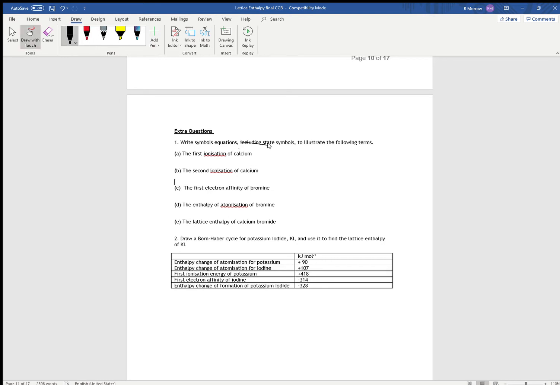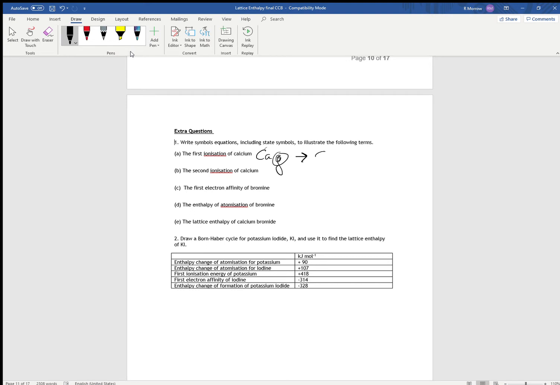These are always important whenever we're doing our Born-Haber cycles, because a lot of them are definition driven, and obviously the definitions include state symbols. So you always must make sure and put those in, right? So the first is the first ionization energy of calcium, very simply, we've got calcium, which as we know is a solid, but remember for ionization energy, we've got to start it off as a gas. If you start off calcium as a solid, you're going to lose marks, okay?